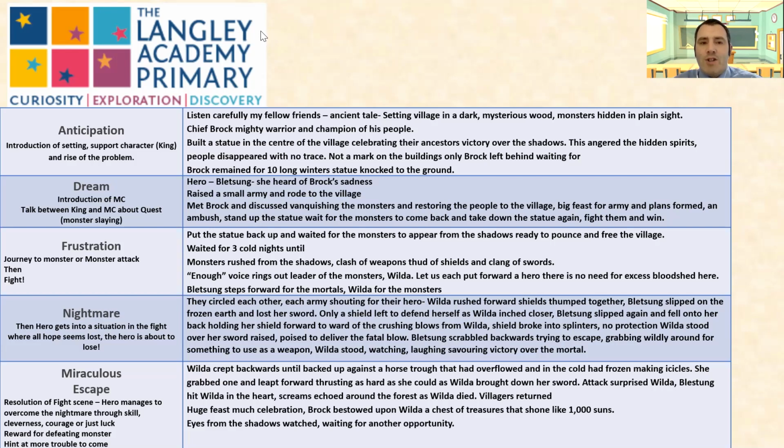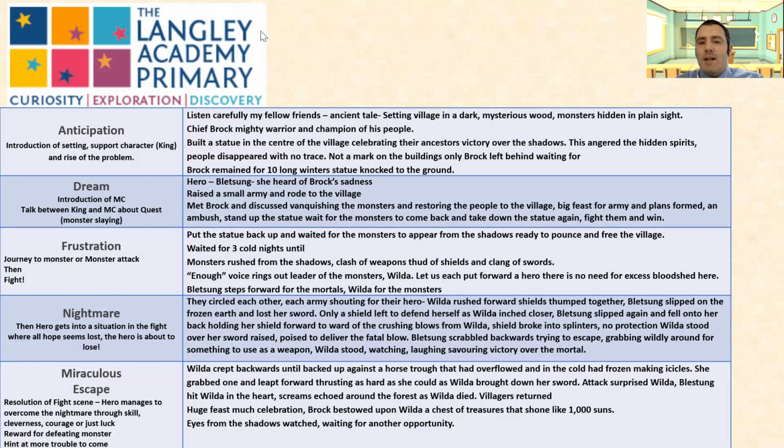The monsters rushed from the shadows. We've got the clash of weapons. So I've got some onomatopoeia here, thud of shields, clang of swords. So we can build in where we put in these devices that we've just been talking about earlier today. The idea that a voice rings out, the leader of the monsters.